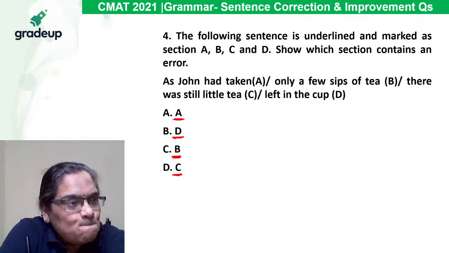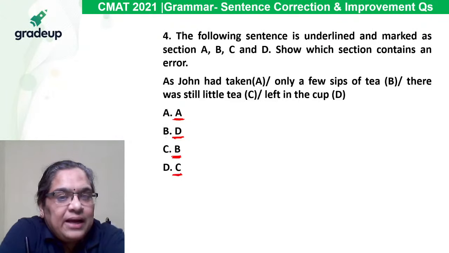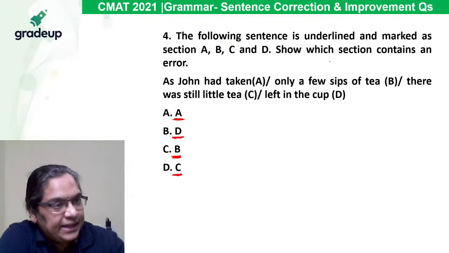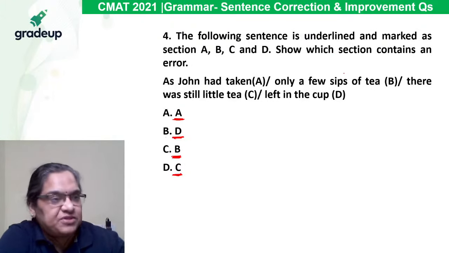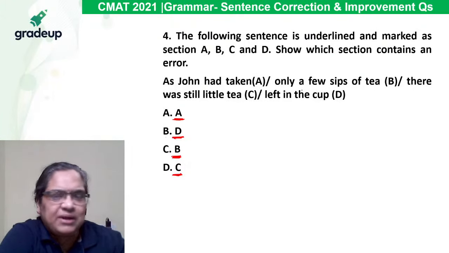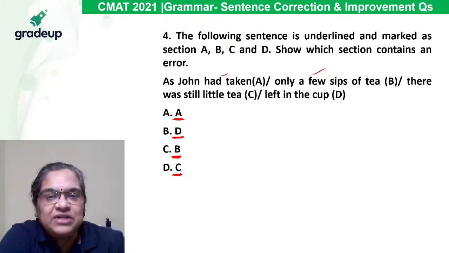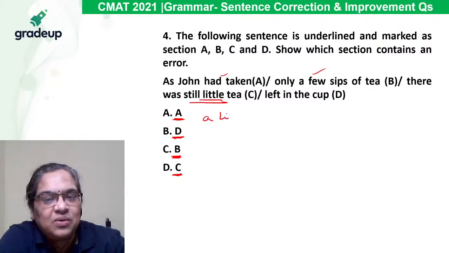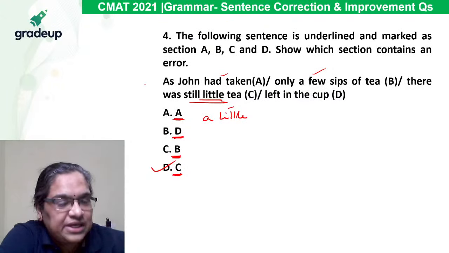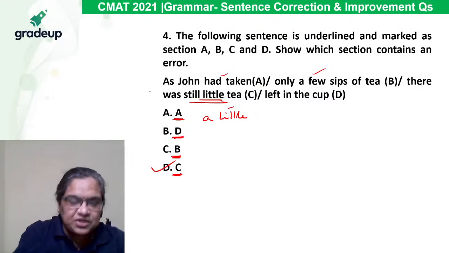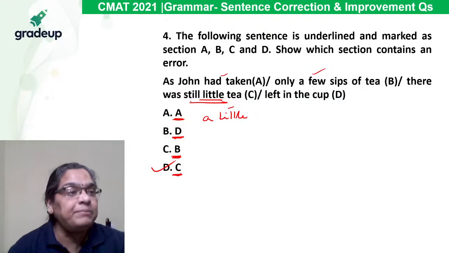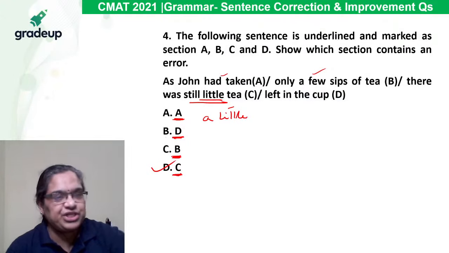Shantanu. "As John had taken only a few sips of tea," बस कुछ ही sip लिया था. So this is correct. This is correct. There was still little tea होगा कि a little होगा. There was still a little tea left in the cup because he had taken only a few sips. So there was still some tea left in the cup. He couldn't finish the tea.